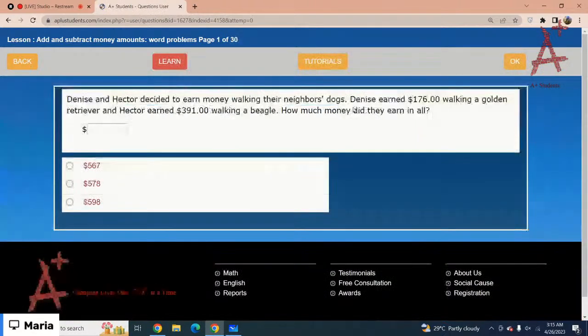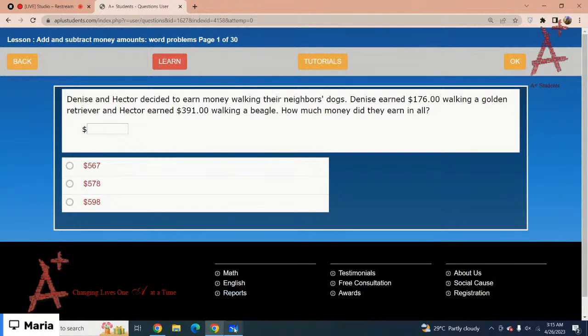Let's just start with the practice questions. Okay, Denise and Hector decided to earn money walking their neighbor's dog. Denise earned $176 walking a golden retriever, and Hector earned 391 walking a beagle. How much money did they earn in all? So you need to calculate the total money. Just add the amounts, $176 and 391.